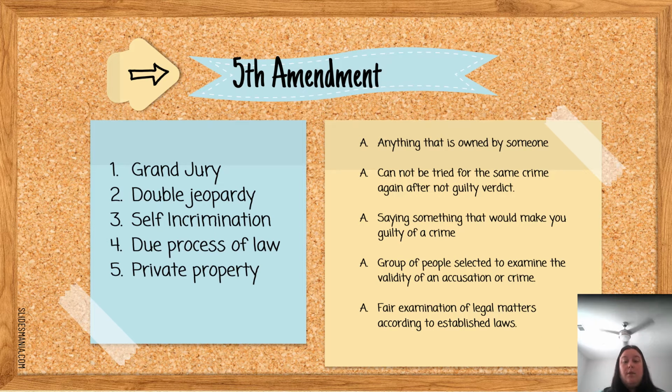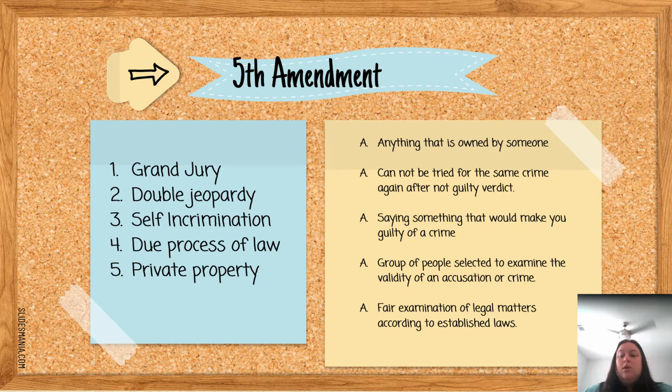So we have the Fifth Amendment, right? On the left, I've listed the key terms: grand jury, double jeopardy, self-incrimination, due process of the law, and private property, 1 through 5. Then on the other side, I have what their definitions are, but they're all mixed up. The point of this slide is to have students raise their hand, see if they can match up which ones go with which. Now, if you're familiar with the Bill of Rights, you'd be able to read these and know which go with which.